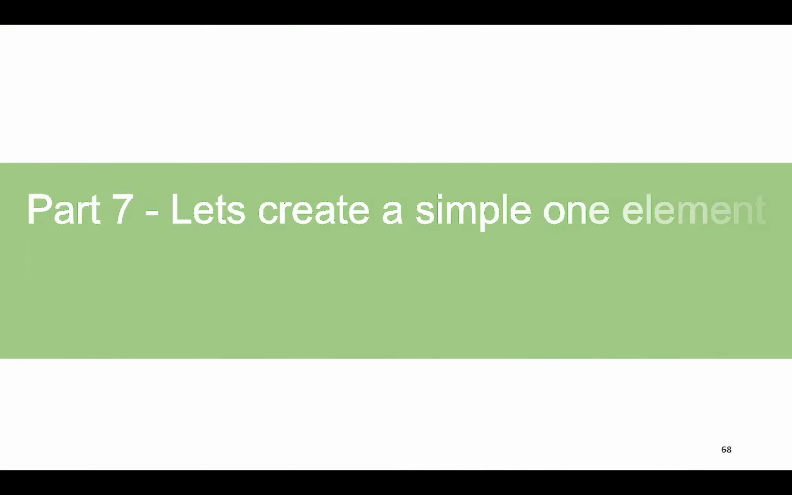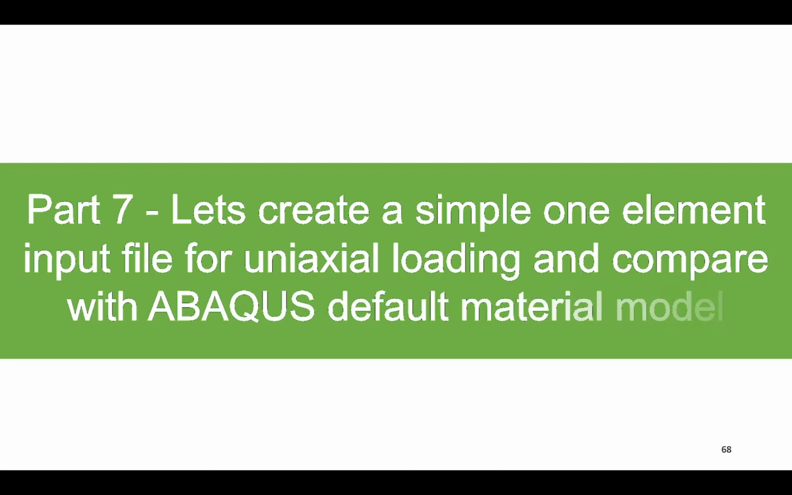So now let's create a simple 1 element input file for uniaxial loading, and we try to compare it with the Abaqus default material model, because Abaqus already has a von Mises plasticity model. So see you on the other side.